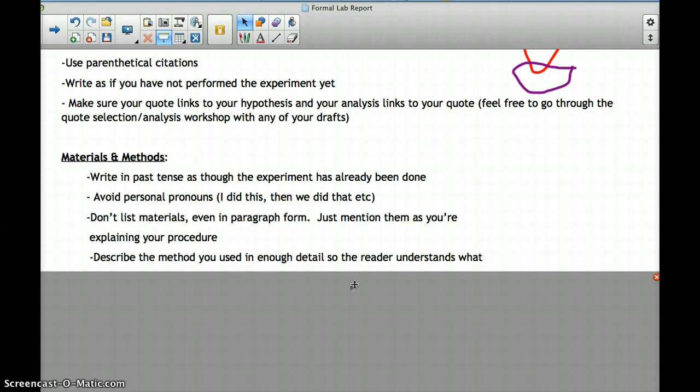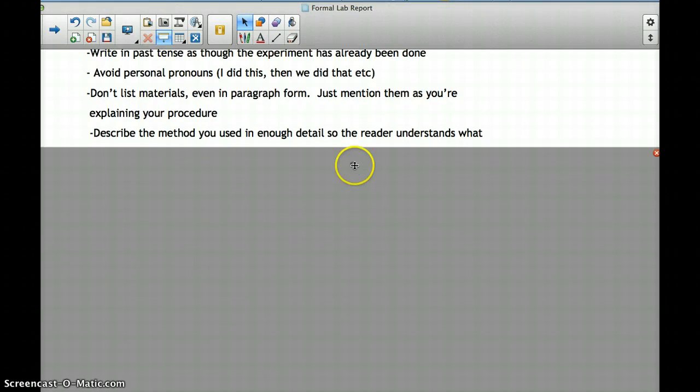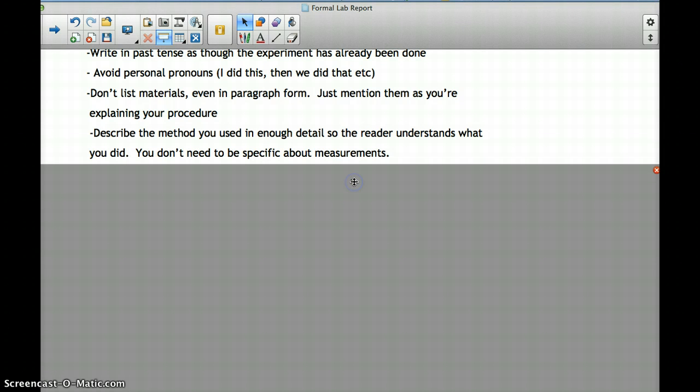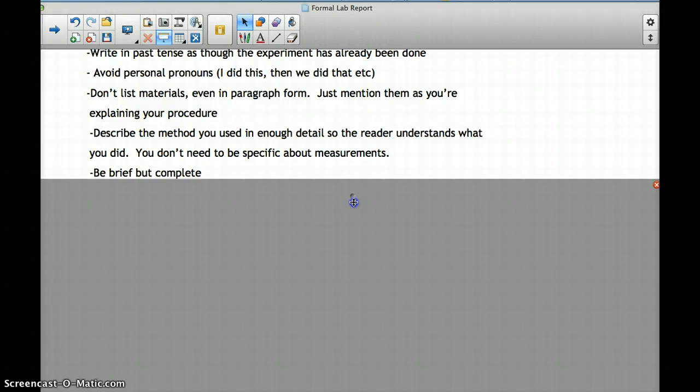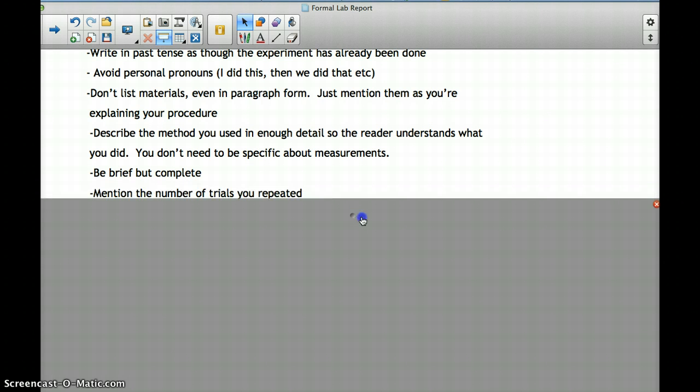Describe the method you're using in enough detail so that the reader understands exactly what's going on, but you don't need to be specific about measurements. In terms of the materials and methods you're writing up tonight, you can just write a spoonful of applesauce. You don't have to say specifically how many grams were on the spoon. So you want to be brief but complete.